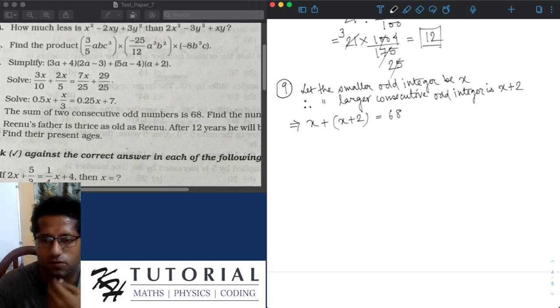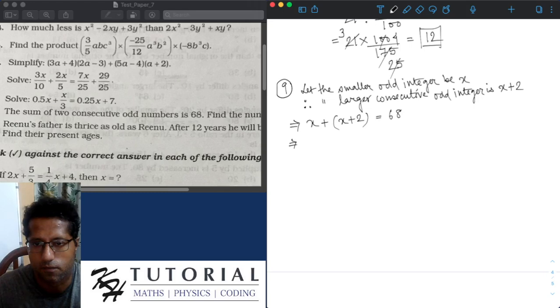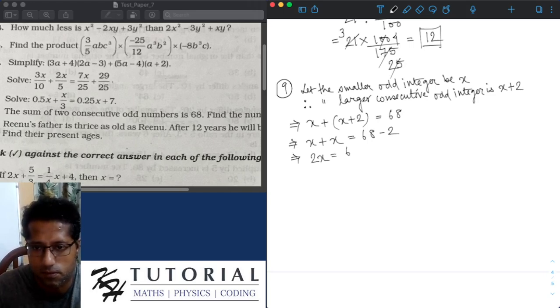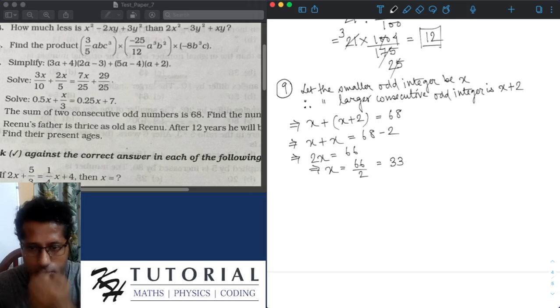So now we have to solve this linear equation. We keep the variable terms on the left hand side and bring all the constant terms to the right hand side. It becomes x plus x equals 68 minus 2. This implies 2x equals 66. This implies x equals 66 by 2, that is 33. So 33 is the smaller odd integer.